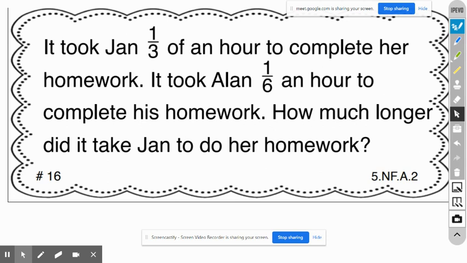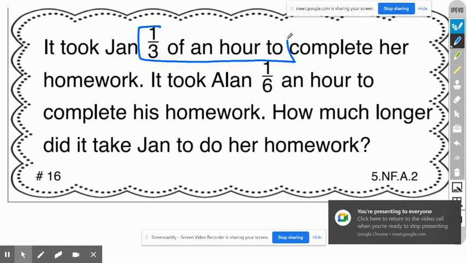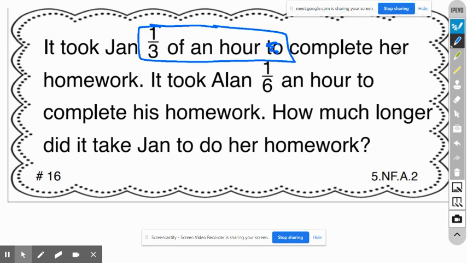All right, let me read it first. It took Jan 1/3 of an hour to complete her homework. It took Alan 1/6 of an hour, it doesn't say but it's the same thing, to complete his homework. How much longer did it take Jan to do her homework?